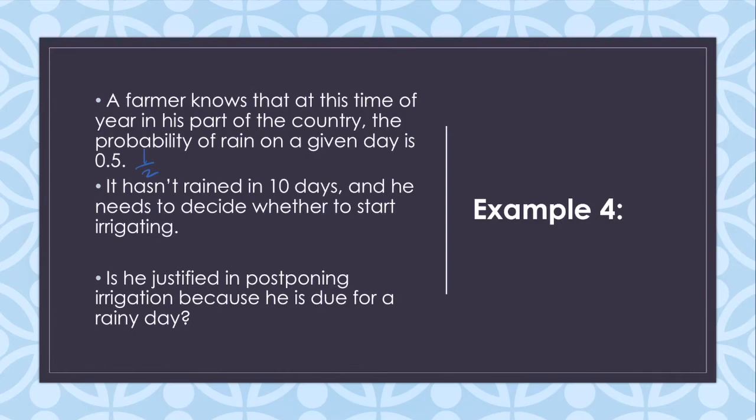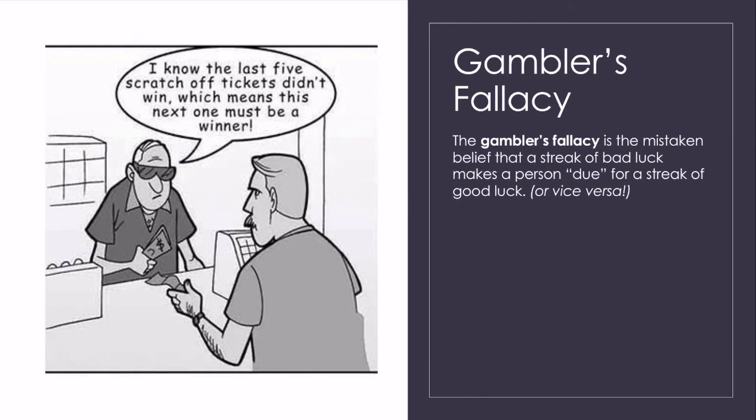Well, this is an example of the gambler's fallacy. The gambler's fallacy is the mistaken belief that a streak of bad luck or a streak of good luck makes a person due for a streak of good luck or bad luck, vice versa, right? So like if I'm playing and I got all these scratch off tickets and none of them won, then I must be due for a winner. That's a gambler's fallacy. This is not the case. So that farmer could go ahead and start irrigation.